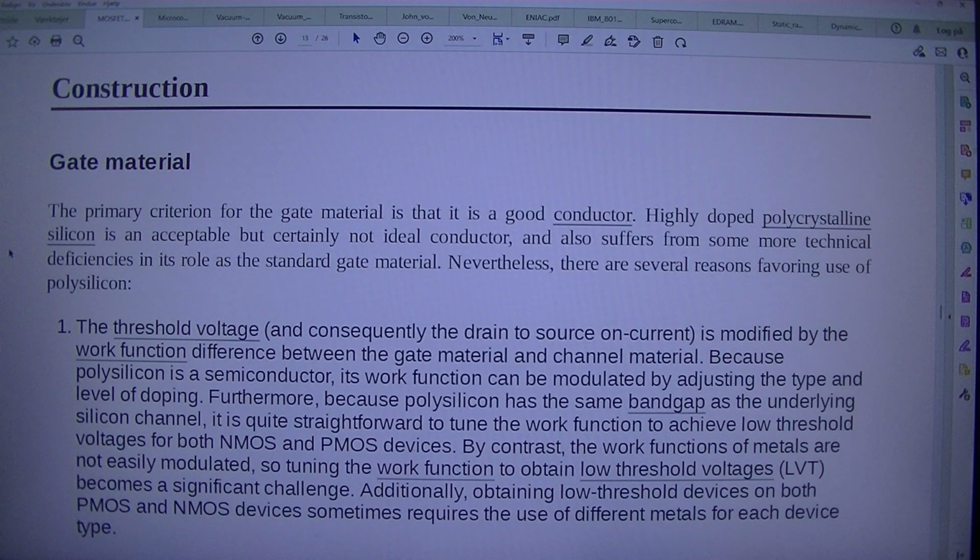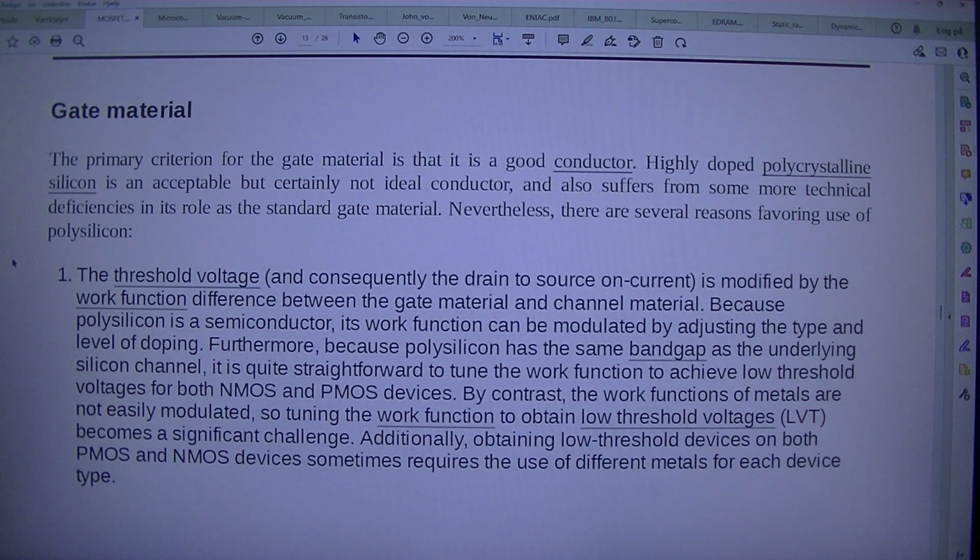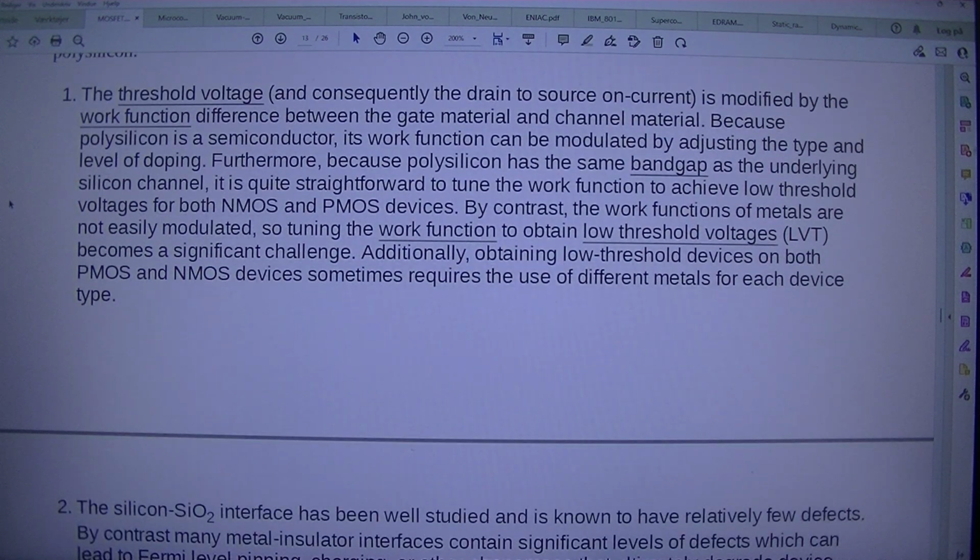1. The threshold voltage, and consequently the drain to source on current, is modified by the work function difference between the gate material and channel material. Because polysilicon is a semiconductor, its work function can be modulated by adjusting the type and level of doping. Furthermore, because polysilicon has the same bandgap as the underlying silicon channel, it is quite straightforward to tune the work function to achieve low threshold voltages for both NMOS and PMOS devices.